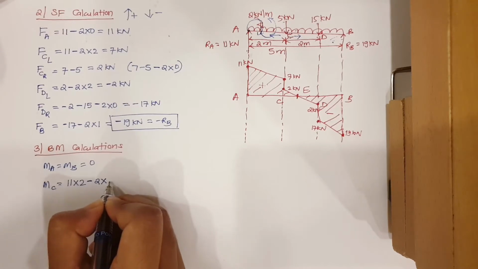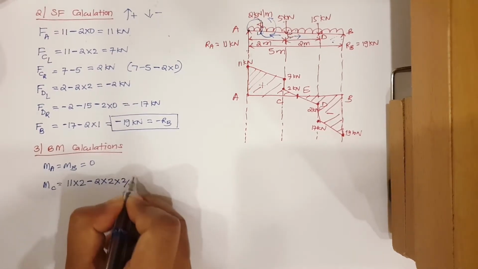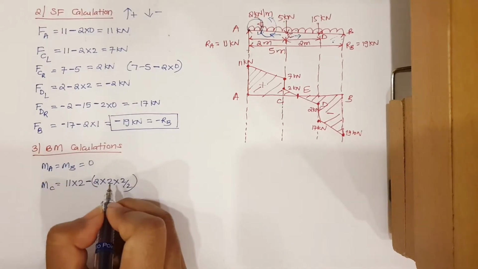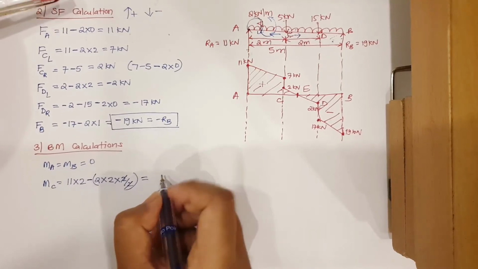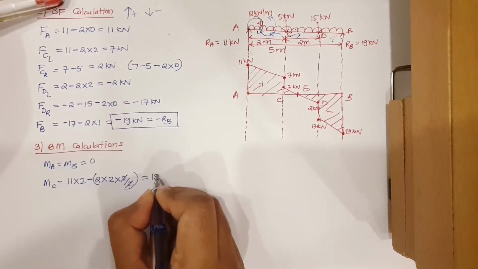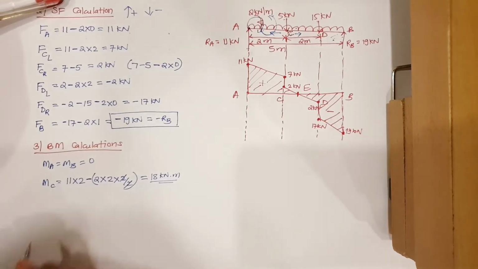into distance kya hai? 2 into 2 by 2, 4, UDL. So yahan se cancel ho jayega, aur yahan se aap karoge to aapka 18 kilonewton meter aayega.